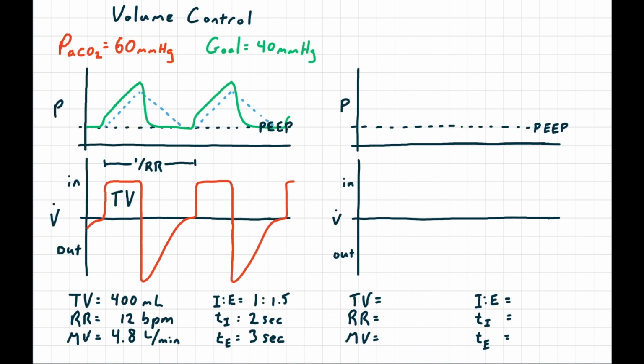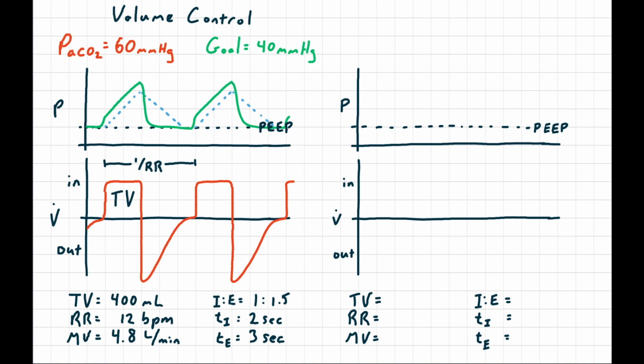The pressure and flow time graphs on the left side of the screen represent our patient at baseline. Our patient is in volume control mode with a tidal volume of 400 milliliters and a respiratory rate of 12 breaths per minute, which means the respiratory cycle time is 5 seconds. The minute ventilation is the product of the respiratory rate and the tidal volume, which is 4.8 liters per minute, and this patient's inspiratory to expiratory time ratio is 1 to 1.5, so the inspiratory time is 2 seconds and the expiratory time is 3 seconds.